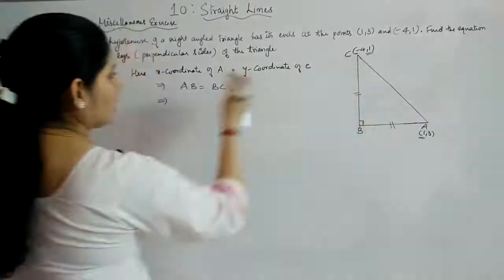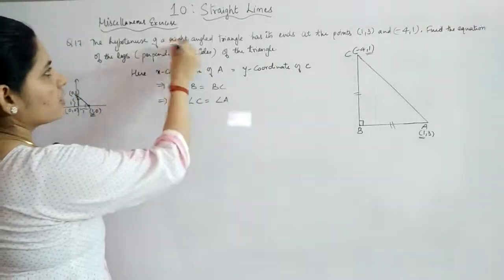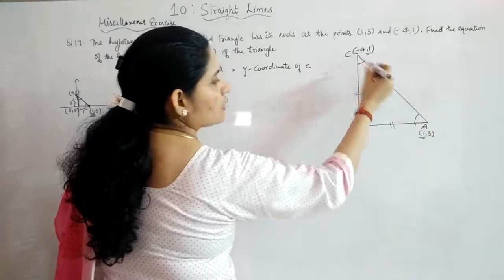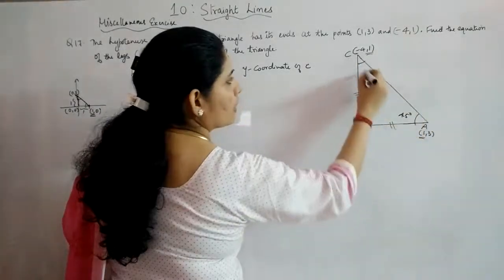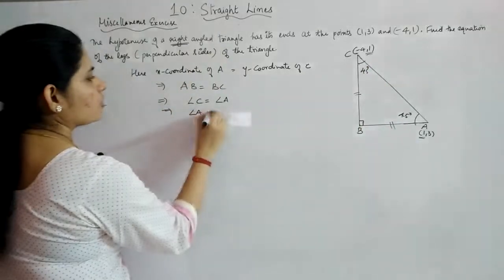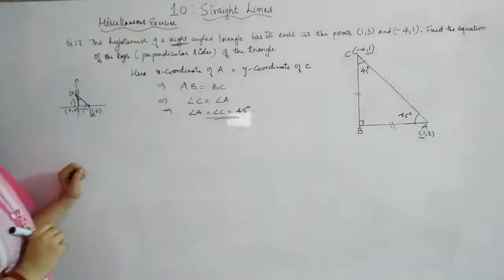AB opposite angle, angle C, so angle C equals angle A, and it is already a right angle triangle, meaning this is 90. So what should these two angles be if they are equal? They will each be 45 degrees, right? This implies angle A equals angle C equals 45 degrees, right?